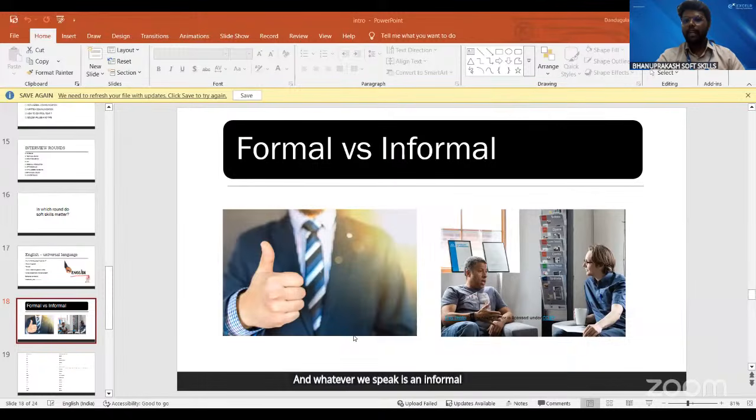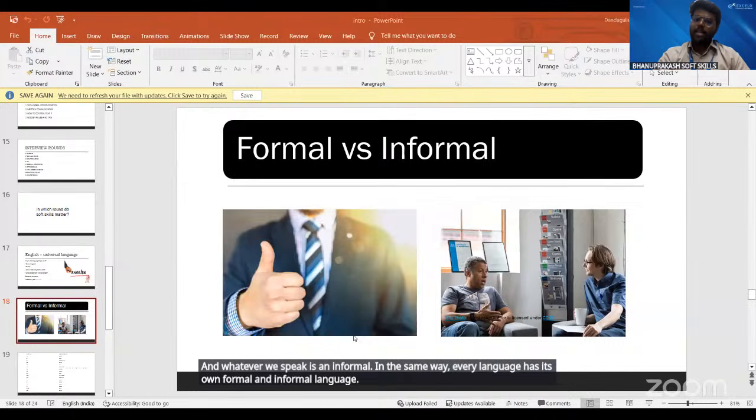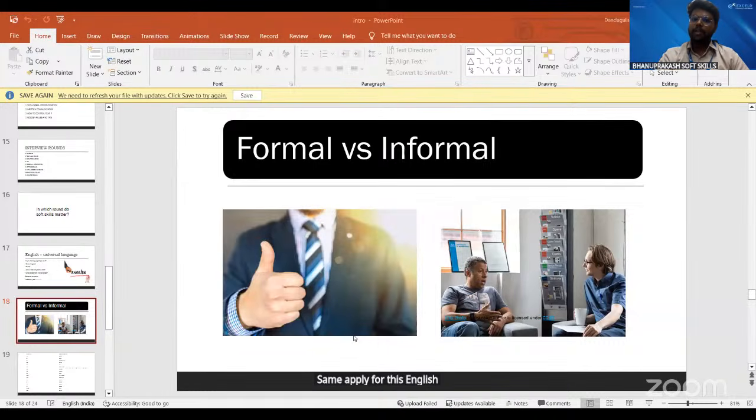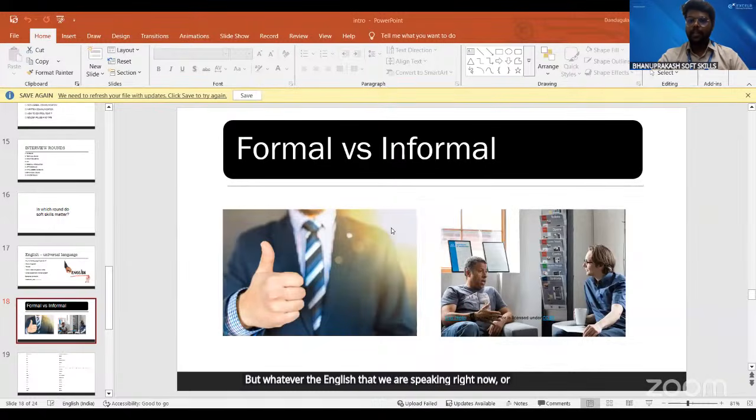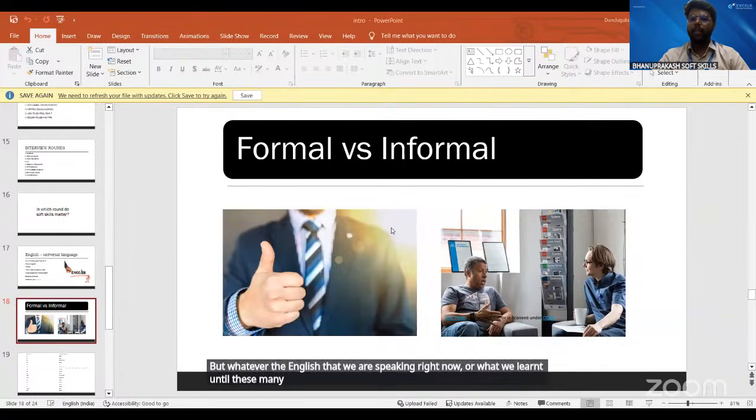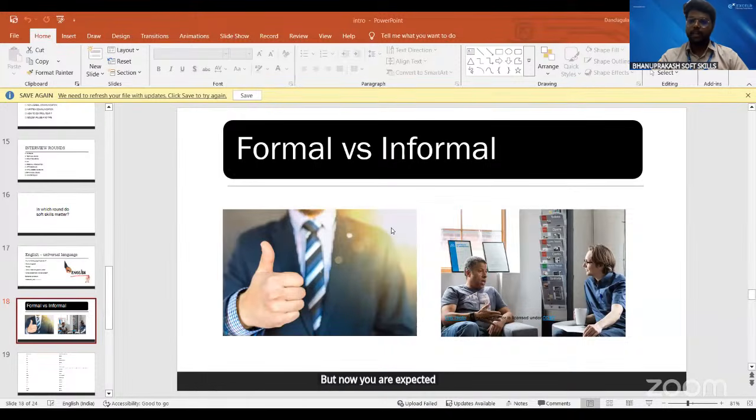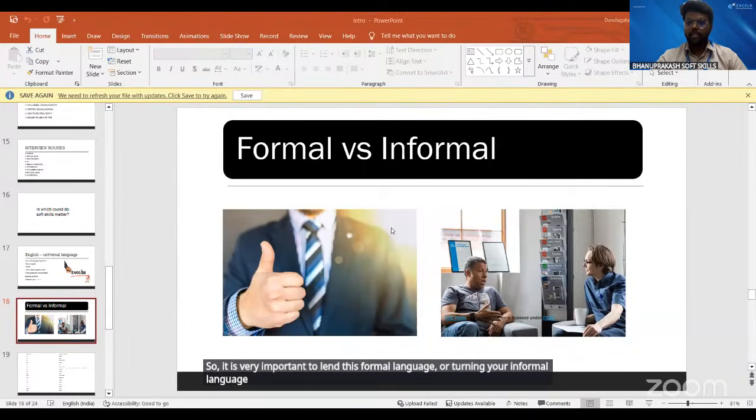In the same way, every language has its own formal and informal forms. The same applies to English as well. Even English has this formal and informal format. But the English that we are speaking right now, or what we learnt until these many days, is an informal language. Now you are expected to work in a professional environment, so it is very important to learn formal language, or turn your informal language into formal English.